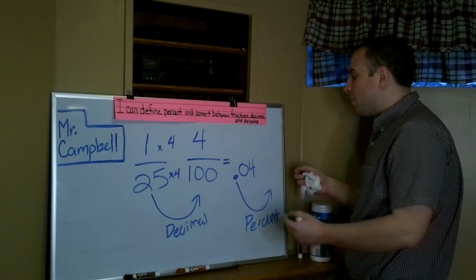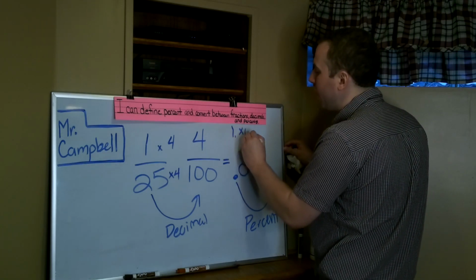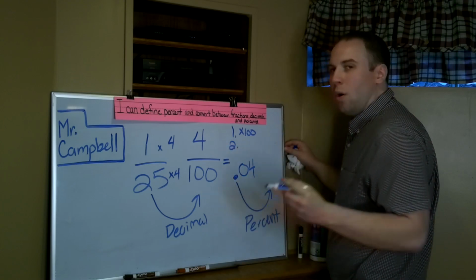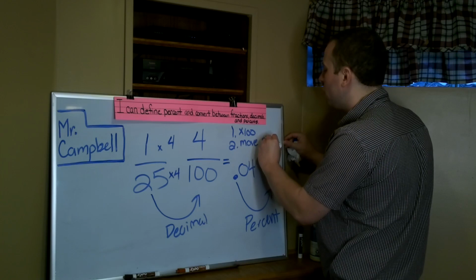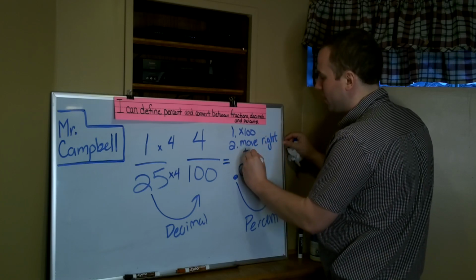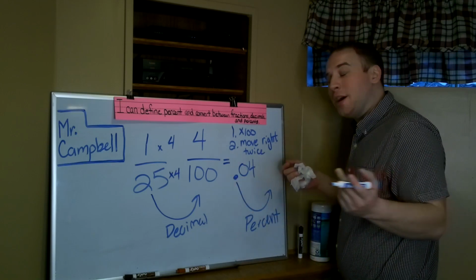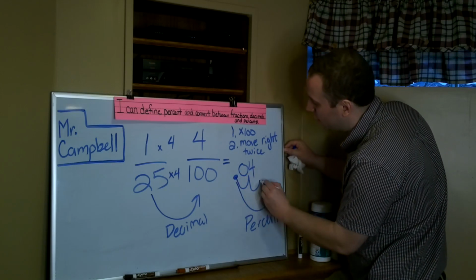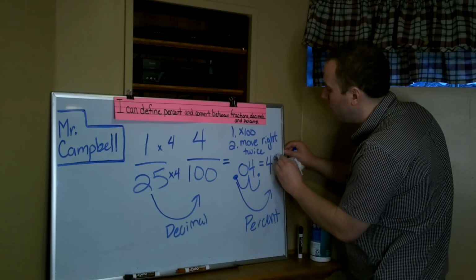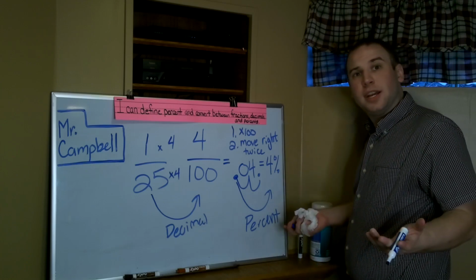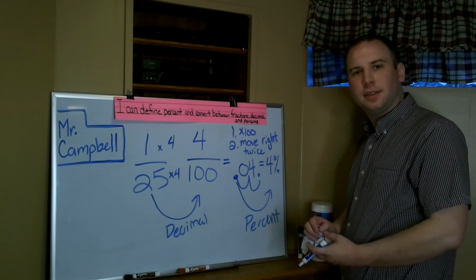In converting it into a percent, I can do one of two things. Number one, I could multiply it by 100. Or number two, I could move my decimal to the right twice. So, I'm going to move to the right twice. 1, 2. And in converting that, my percentage would be 4%. So 1/25 is the same as 4%.